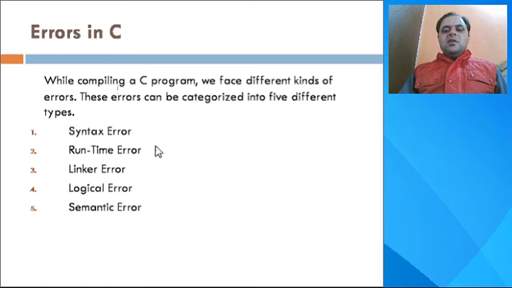So, errors in C. While compiling a C program, we face different kinds of errors. These errors can be categorized into 5 different types. These are syntax error, runtime error, linker error, logical error, and semantic error. So these are the 5 types of errors which occur while compiling and running a program in C language. We will discuss these errors one by one.